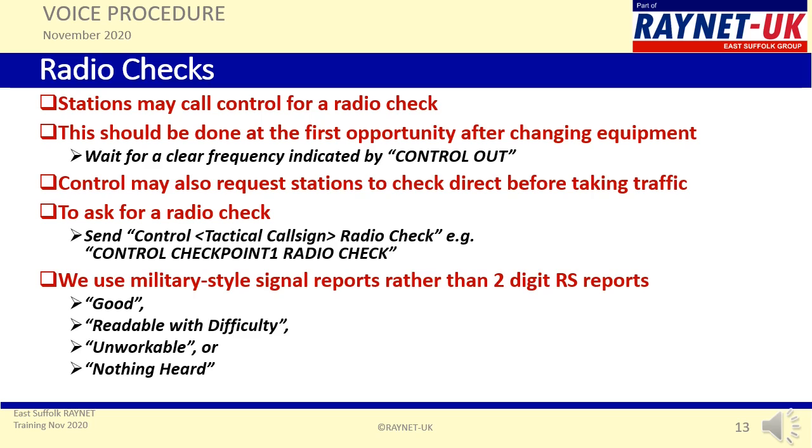To ask for a radio check, send control, your tactical call sign, and the pro word radio check. So, for example, control checkpoint 1 radio check. Control will respond using a military-style signal report rather than our 59s and 57s. The normal values from the Raynet manual are good, readable with difficulty, unworkable, or nothing heard.